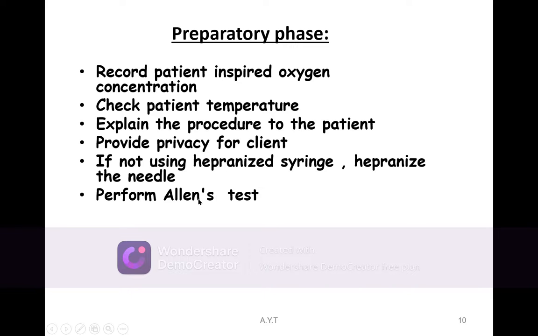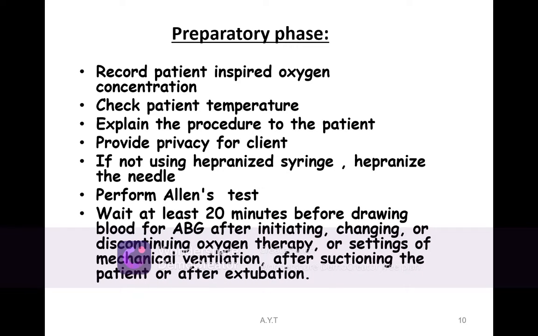Because the radial artery and the ulnar artery anastomose at the periphery, and the hand blood supply depends upon the dominant supply, this test should be done. If the dominant supply is only radial, and ulnar participation is less, we will not go for the radial puncture. We will go for the femoral puncture or some other sites to collect the blood. Allen's test should be done. It is usually not practiced clinically, but it should be done.